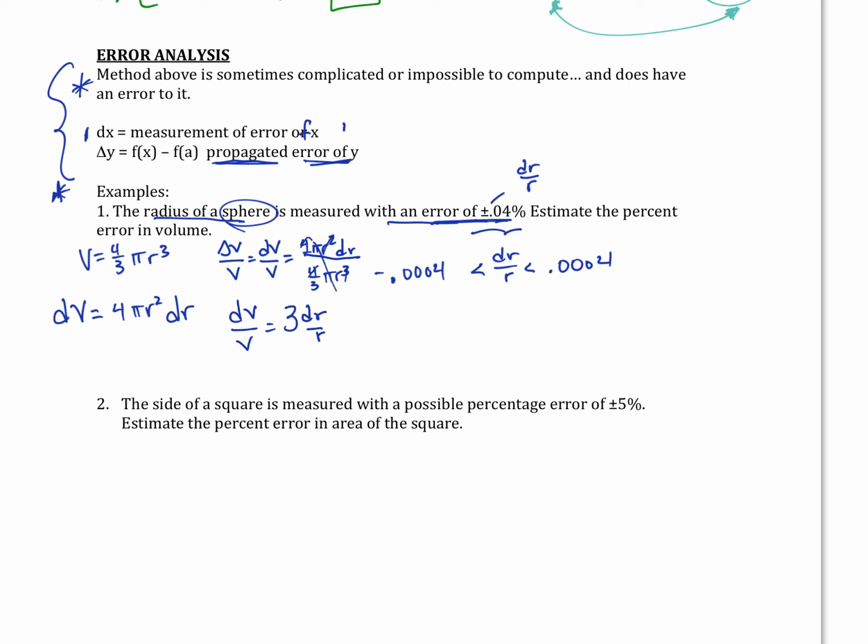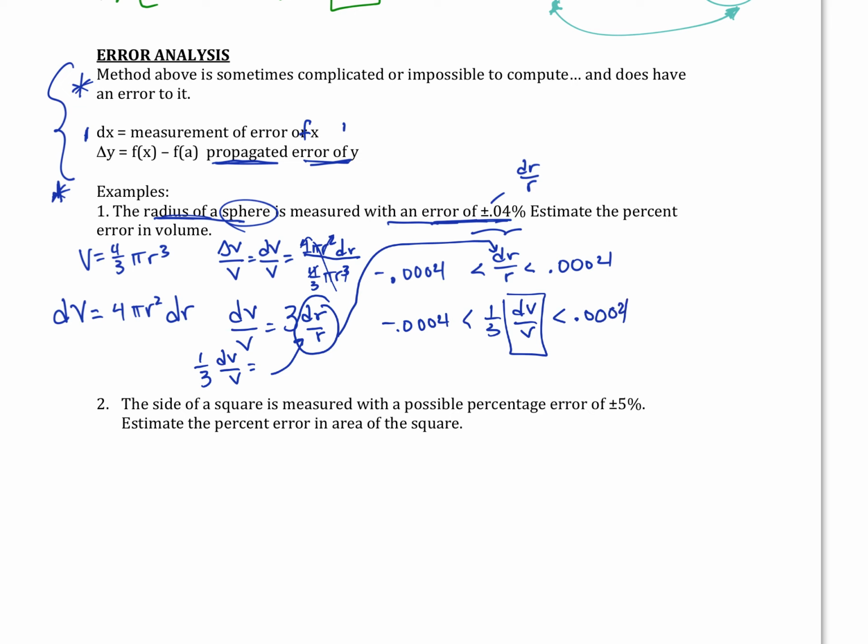And guess what I'm going to do with this? I'm going to solve for dr over r. So I end up with 1/3 dV over V equals dr over r, because now I'm going to put this value in here, and that'll give me negative 0.0004 less than 1/3 dV over V. Check this out. I went from an error for a radius, and now look at what this value is, an error for a volume, 0.0004.